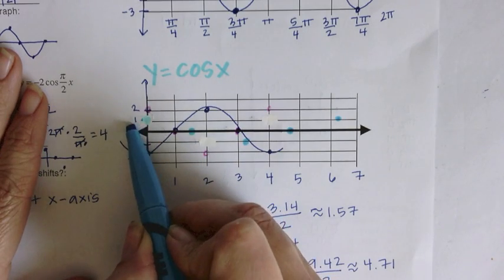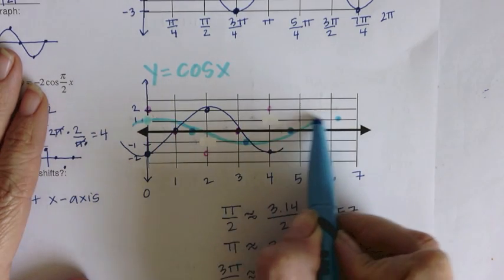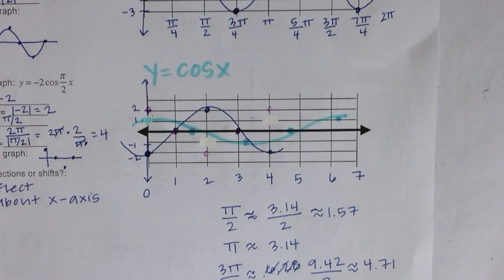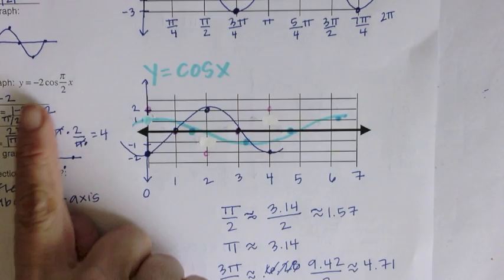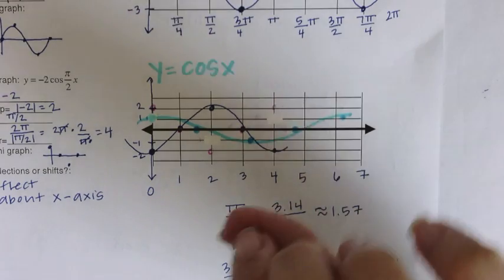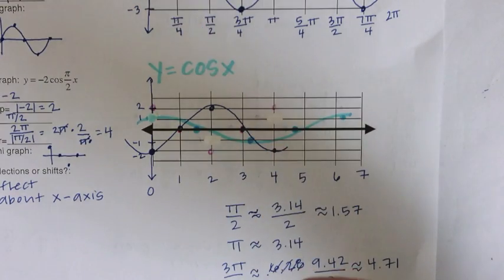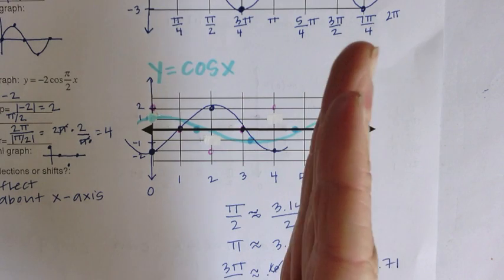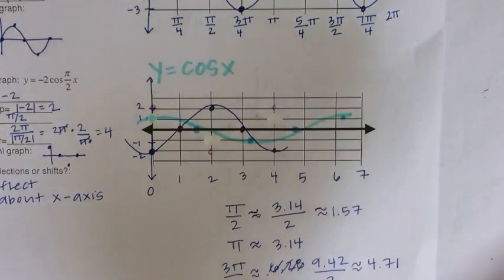So there's cosine of x on the same graph. You can see what our equation did right here was it stretched it to 2 and reflected it and shrunk it to pi over 2. So it took it and squeezed it in a little bit.